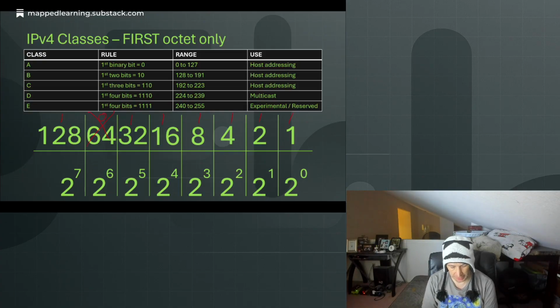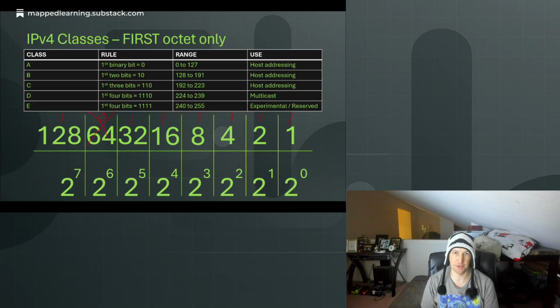The rule for Class C is that the first 3 binary bits must be 1, 1, 0. So the lowest number there is 192, and the highest number would be 110 followed by all ones, and that would be 223. Class D has a similar rule. The first 4 bits would be 1110, which would be 224, and then 1110 followed by 4 ones is 239.